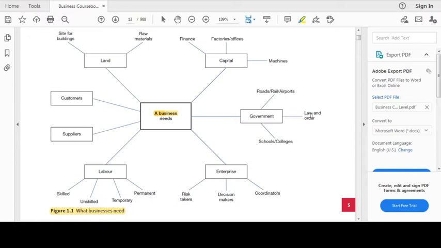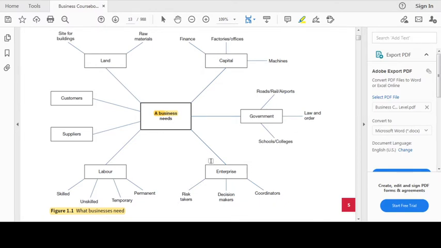Then law and order. Without law and order, you cannot proceed. People would start stealing your things, destroying your business, harming you. There should be law and order. It's very important. The government will also provide schools, colleges, maybe recreational activities, parks, and many other things. So obviously a business needs a proper, stable government.